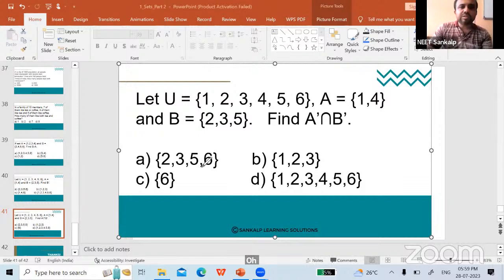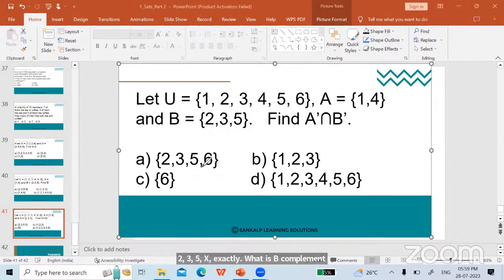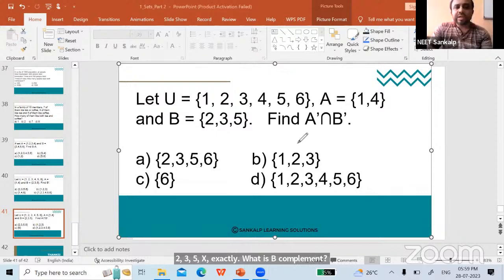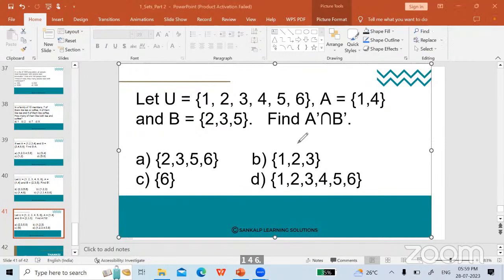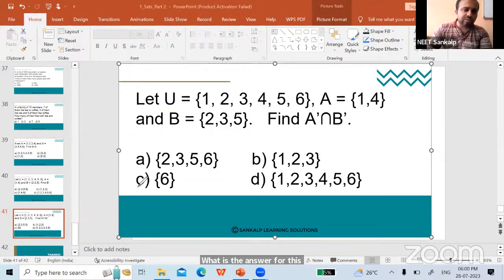Yes, exactly. What is B complement? 1, 4, 6. Yes. So in that, what is common between 2, 3, 5 and 1, 4, 6? What is the common element? 6. What is the answer for this? Option C. Exactly. Option C is your right answer.